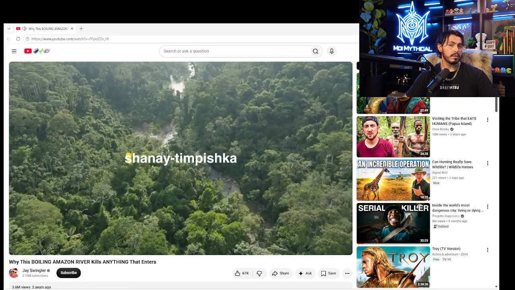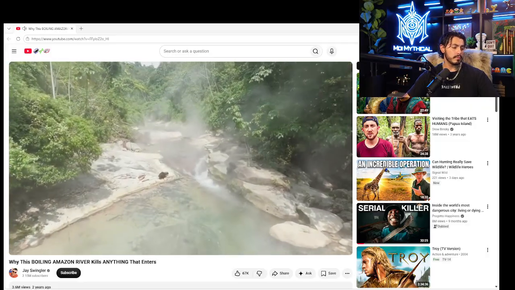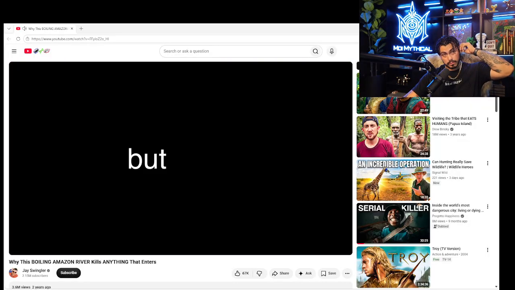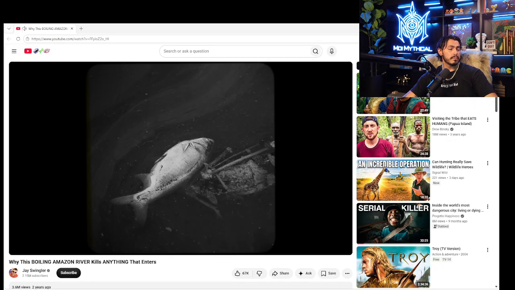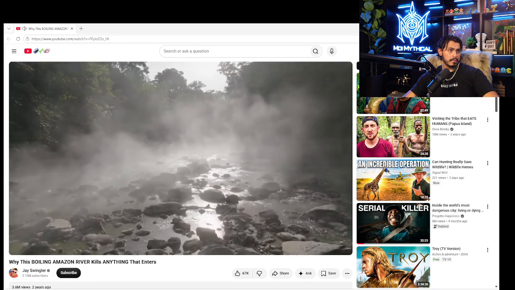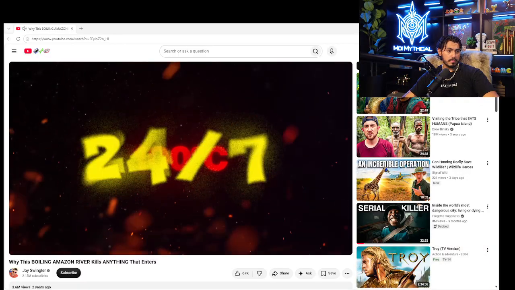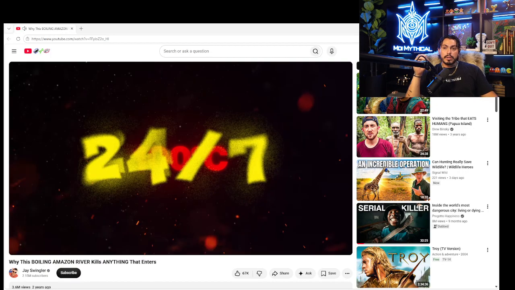This is Shanay Timpishka, a Peruvian national monument that flows through the Amazon rainforest and kills anything that crosses its path. But wait, how does a river kill anything that crosses its path? Well, this is the only river on Earth that boils at 100 degrees 24/7.